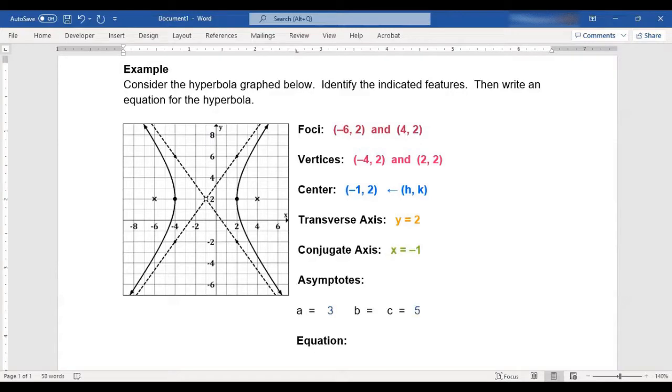Now, to find b, there are 2 ways that we could find the value for b. One is to use the relationship equation, a² + b² = c². The other way, which is the way I'm going to use here, is to use the graph. And here's how that works. Going from the center to the vertex is a, and then going from the vertex to an asymptote is b. So that's why I mentioned these points are going to be important. They may or may not be distinctly marked, but you need to know to refer to them. So we're going to count up 1, 2, 3, 4. So b is going to be 4.